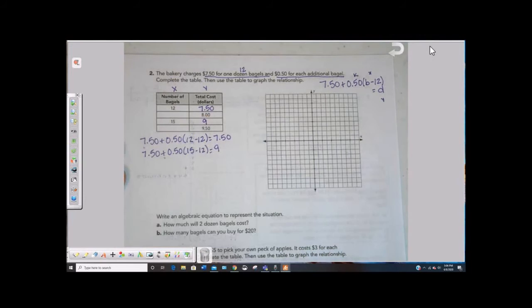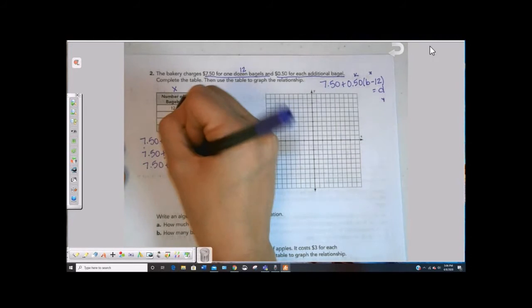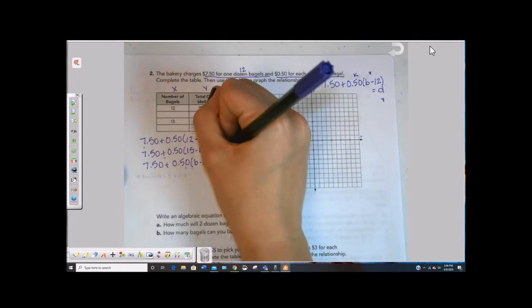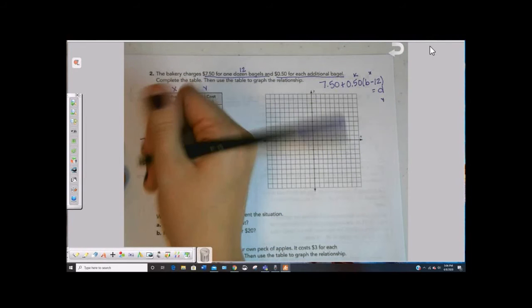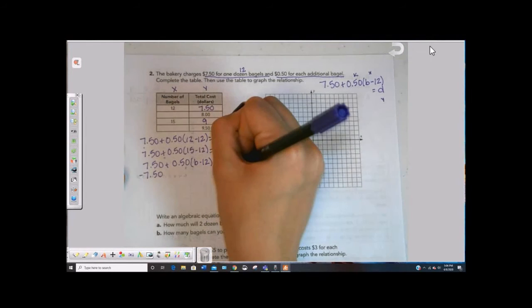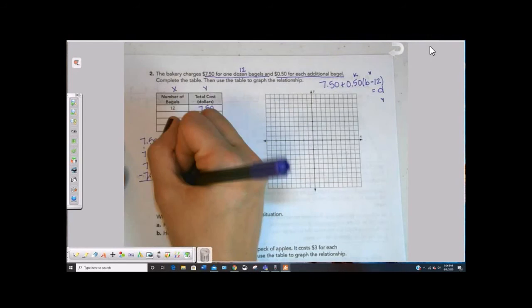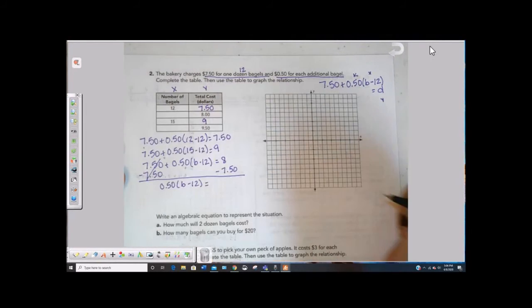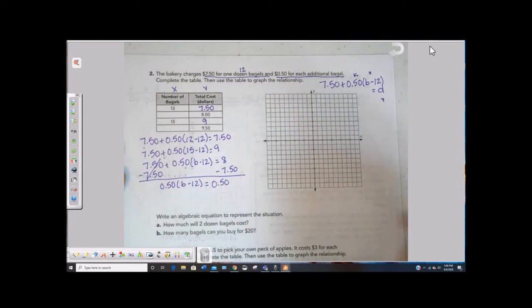Okay, so now we're going to do the opposite. Now we have our cost, and we need to find our bagels. So I'm going to have $7.50 plus the 50 cents times B minus 12 equals 8. Now, just stick with me when we go through these steps. We're going to subtract $7.50 first from each side. When you do this, bring down your 50 cents times B minus 12 equals 50 cents.